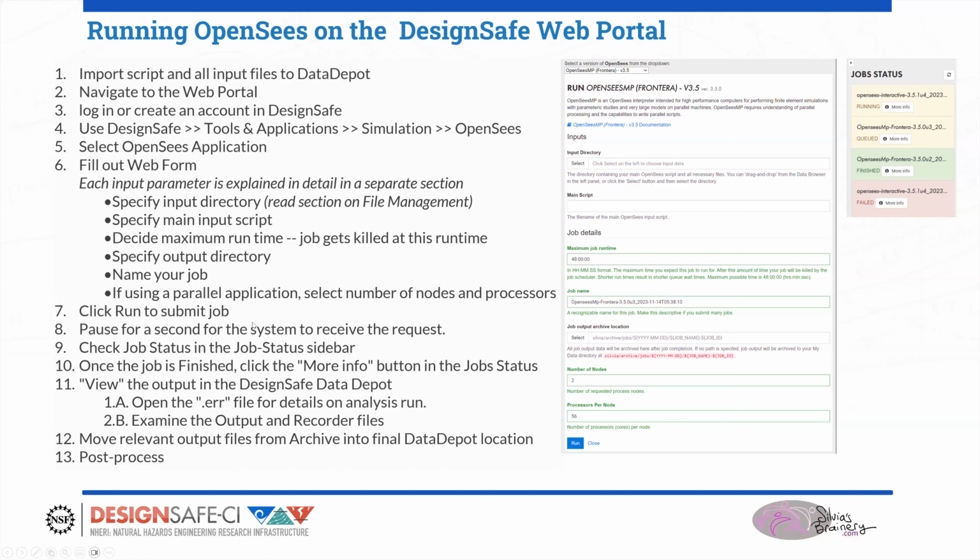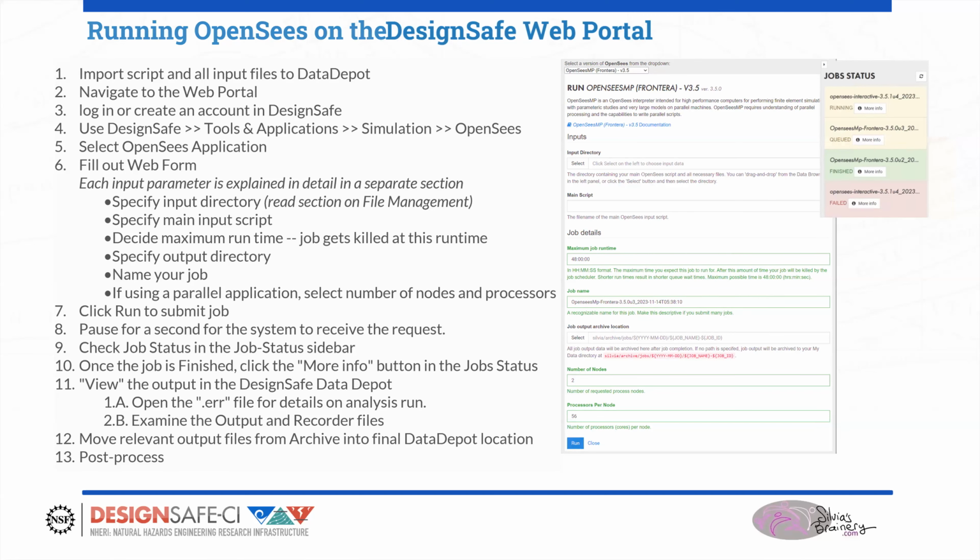you wait for confirmation that the job has been submitted, you check your job status, and once your job is finished, you look at the output. There are two things you need to look at: the error data, which is the error file, which is really your echo, as well as making sure that all the recorders are complete. If that job has run to your satisfaction, then you can move the data from the archive to your work folders. And then you can do your post-processing. So it's a lot of words, but it's a pretty nice flow there.